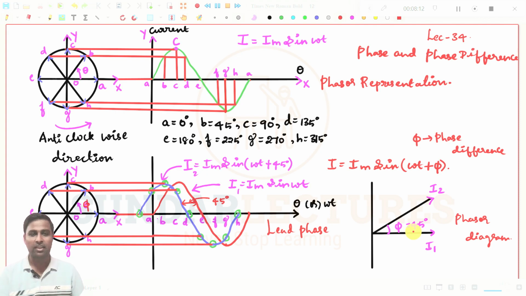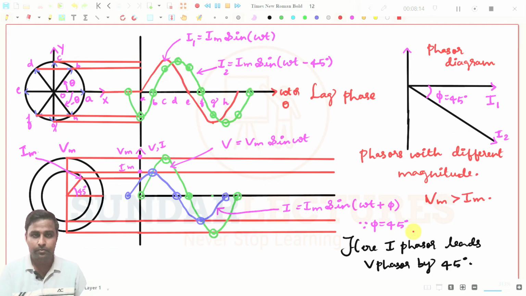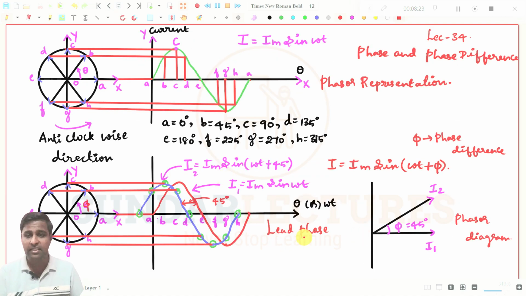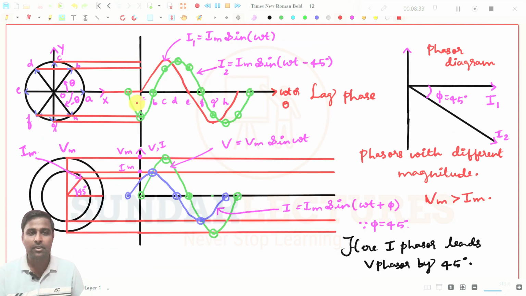That is one thing. Next one, you see this one, this we can also say is lead phase. Why are we calling this lead phase? Because I2 leads I1 by 45 degrees. That is why we are calling it lead phase, right? So next we go for lag phase, which is very simple to understand.